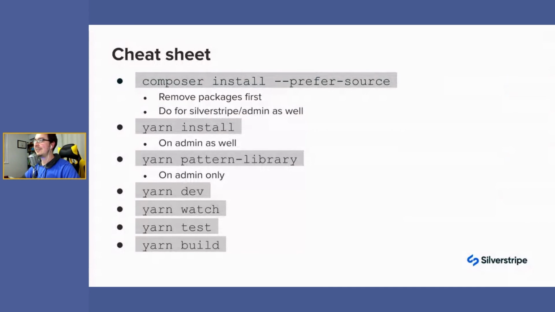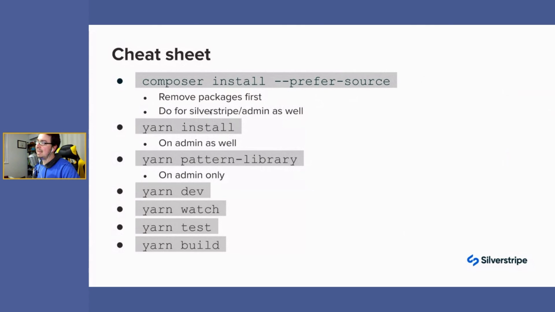So remember, we got the composer install --prefer-source option there. Basically, that just allows you to install all your libraries from source, so getting all those source files and all that Git history. Remember, you have to remove your packages first. If you don't remove your packages first, Composer will say, well, you don't need to install anything, so it's not going to download anything.